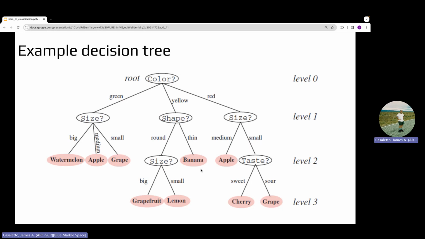All the leaf nodes in the decision tree, those at the very bottom in level 2 and level 3 there, and basically the ones that are colored red, represent the decisions, i.e. the classifications of the fruit given the data color, size, shape, and taste.